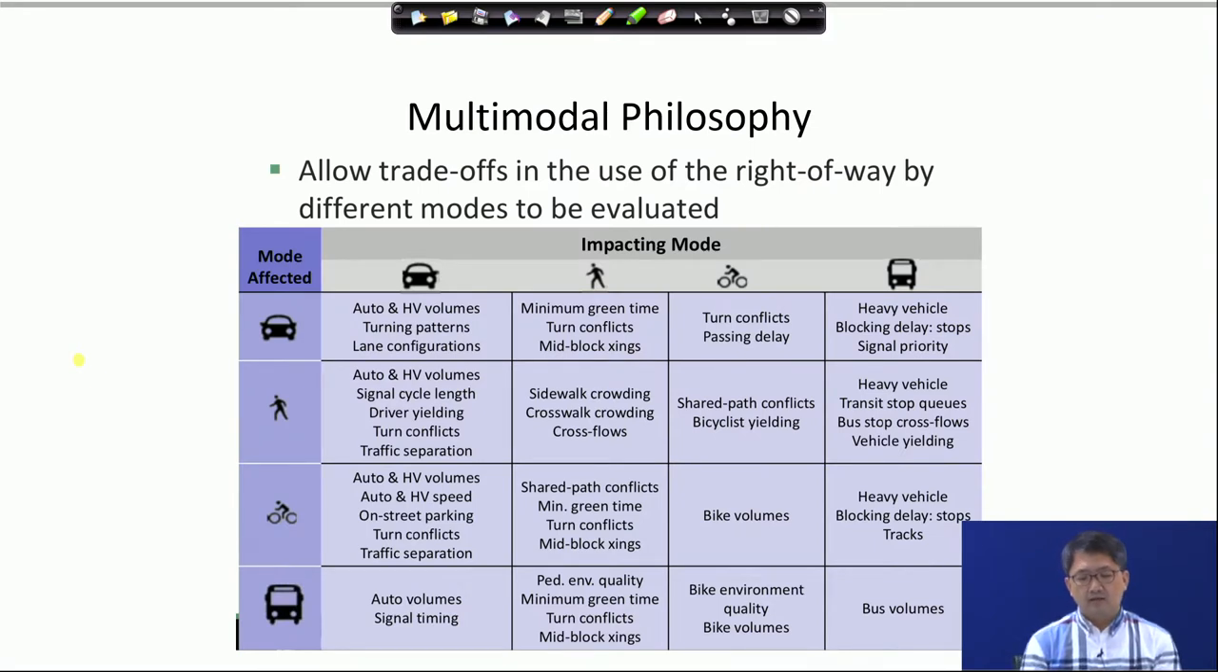And again, there are obvious trade-offs between the right-of-way of different modes of transportation, impacting the modes of cars, pedestrians, bicycles, and heavy vehicles, which are affecting the performance of the auto vehicles. One example is that heavy vehicles usually take a longer time to start up because of their huge weight. And also, if priority is given to buses, that will also affect the cars. So it's all connected to each other. And we'll have to have a holistic way of understanding this concept.